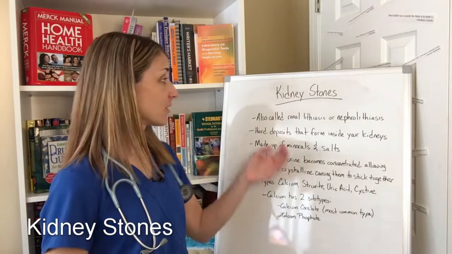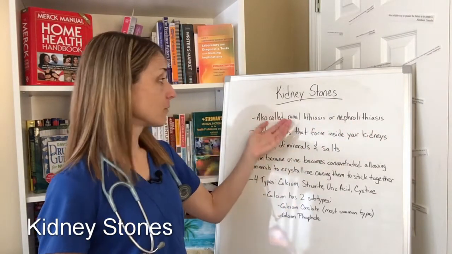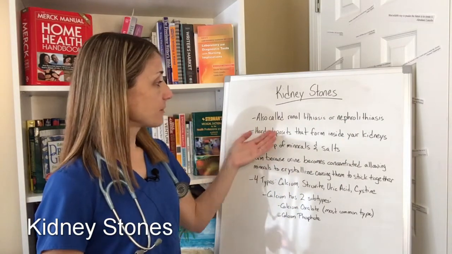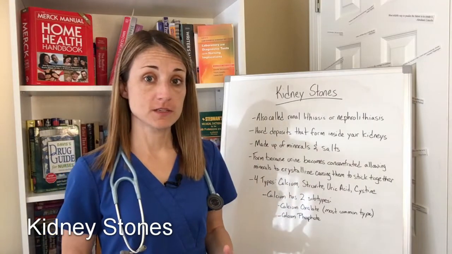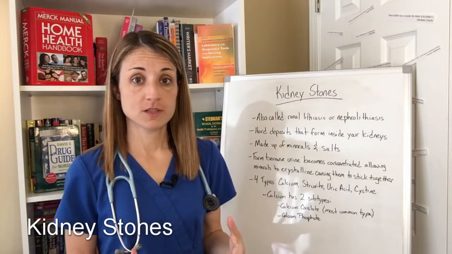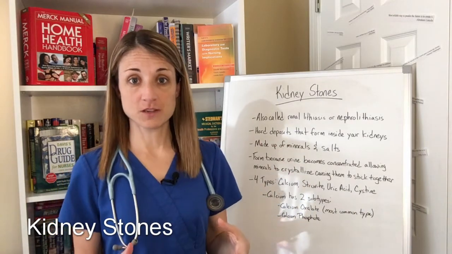Kidney stones are also called renal lithiasis or nephrolithiasis. Renal and nephro both mean kidney. They are hard deposits that form inside your kidneys and are made up of minerals and salts. The way they form is that your urine becomes concentrated, so it allows these minerals and salts to crystallize, which causes them to stick together.